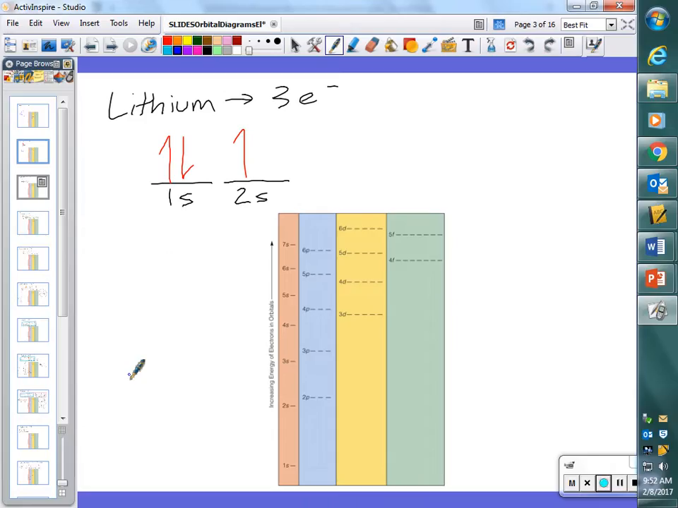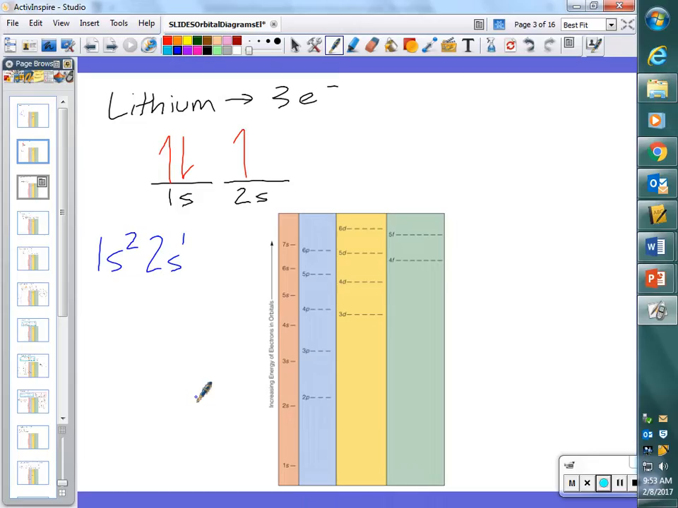So we start off, right? What's the first orbital that has electrons in it? 1s. So, 1s, and then how many electrons are in that 1s orbital? 2. But that's not enough electrons, right? We also have 1 more to place. So what's the next orbital that shows up? 2s. So we write 2s. And then how many electrons are in that orbital? Just 1. 1s2, 2s1.